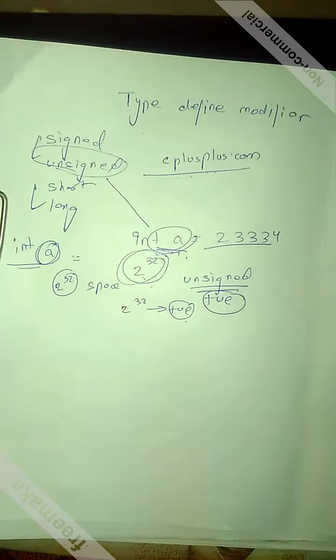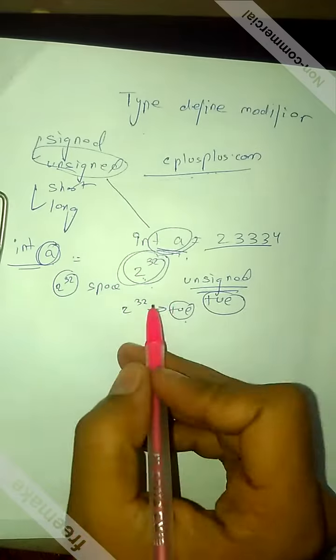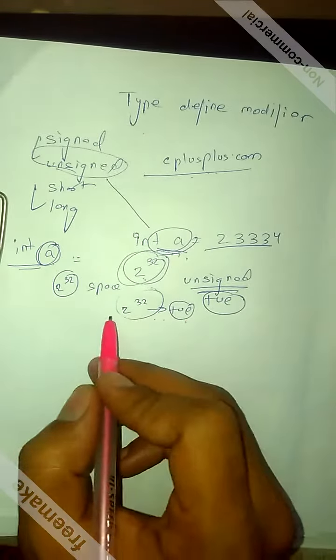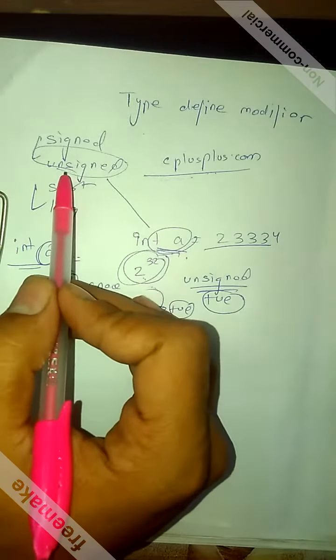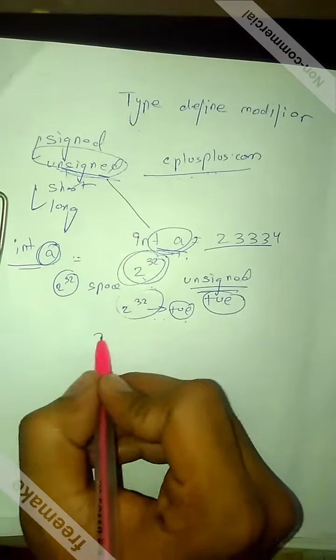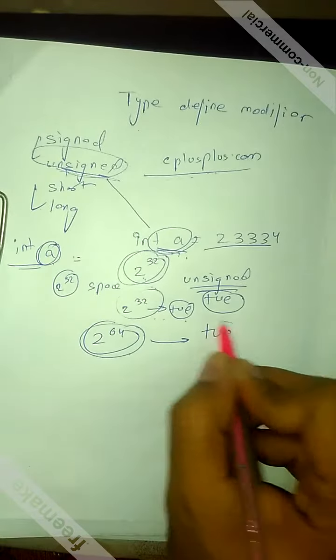So we were discussing the type-defined modifiers. I was telling you how 2 to the power 32 is the only space a normal integer will have, whether it is negative or positive. If we say the given number is unsigned, then the space reserved for that number will be 2 to the power 64, and all of it will be assigned to positive numbers.